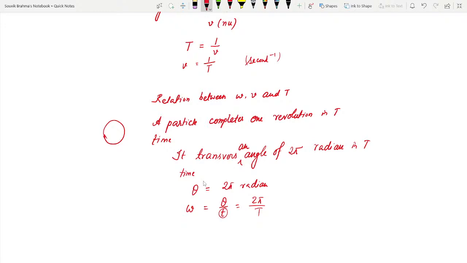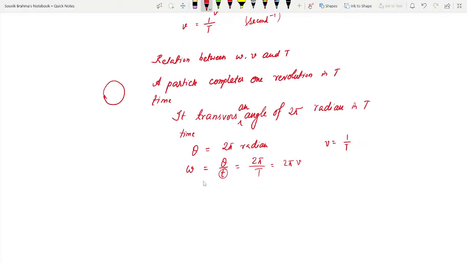Okay, now what we know about time period? Frequency nu is equal to 1 by T. So here in 1 by T I'll place the nu. So omega is equal to 2 pi divided by T, or 2 pi nu. This is the relation. One relation, omega is equal to 2 pi by T. Another relation, omega is equal to 2 pi into nu. Correct?